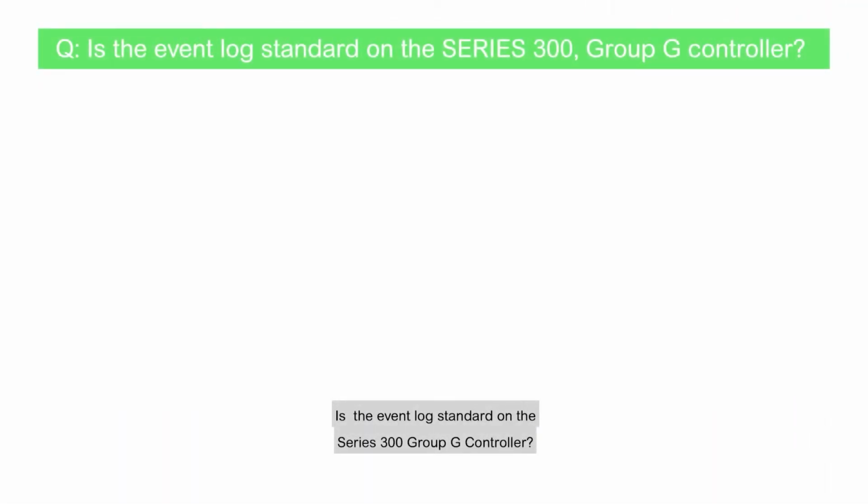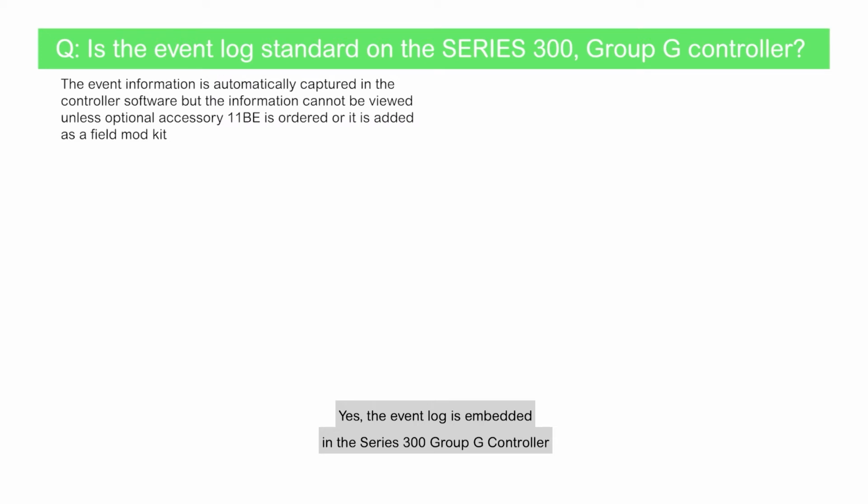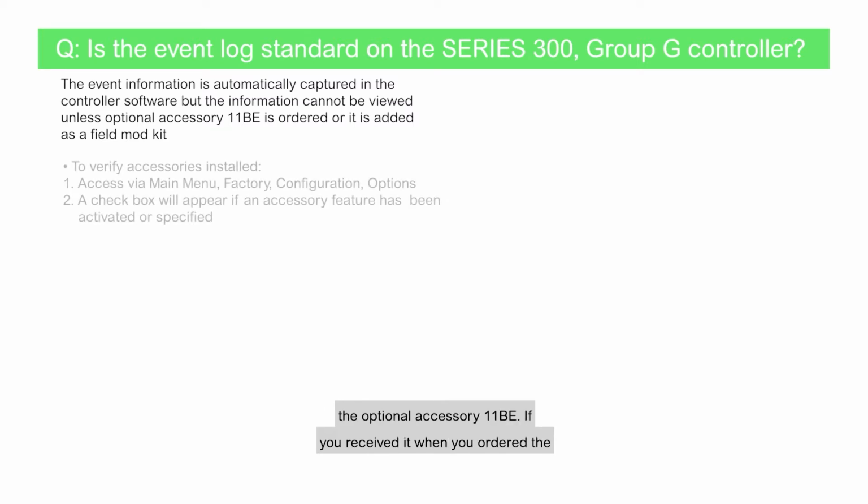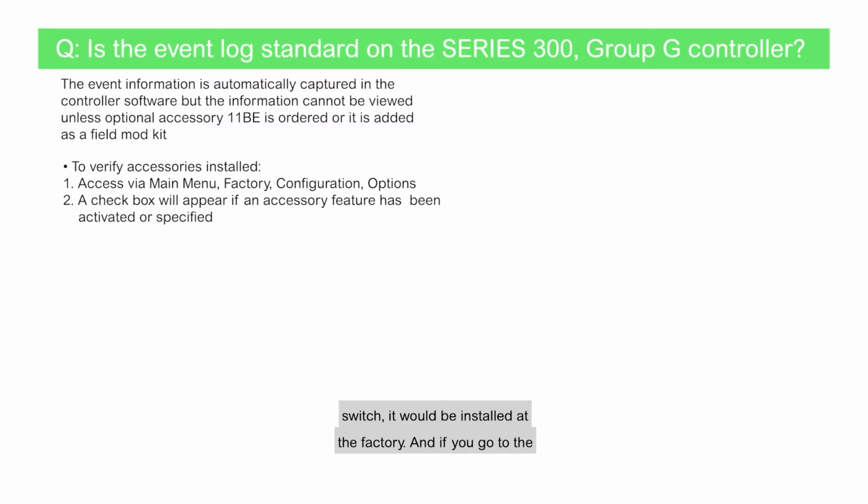Is the event log standard on the Series 300 Group G controller? Yes, the event log is embedded in the Series 300 Group G controller software. However, you can't read the information unless you have the optional accessory 11BE. If you received it when you ordered the switch, it would be installed at the factory.